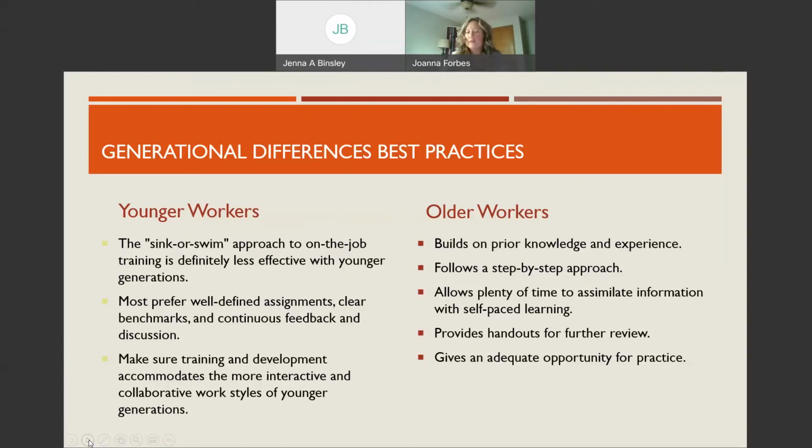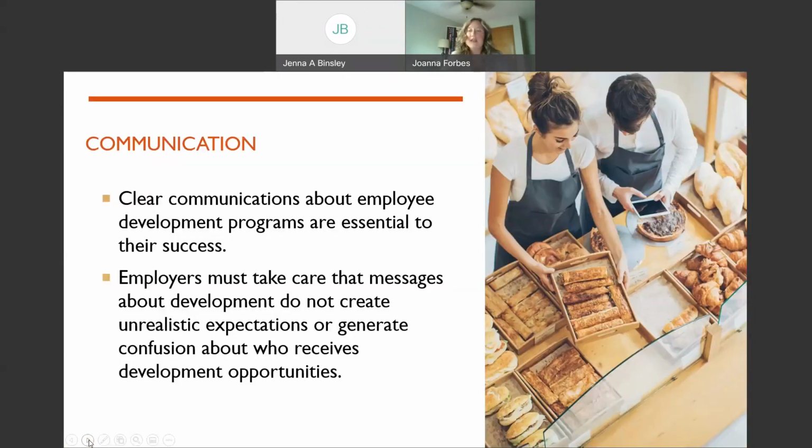So just a little bit different there. These are general, and these are not all inclusive, of course. We know there's exceptions to all of these types of things. But again, I just want you to be mindful that everybody learns differently, and we can't expect everybody to be motivated and to learn the same way. And it's very important, if you're going to roll out anything, that you have a clear communication about what is happening.